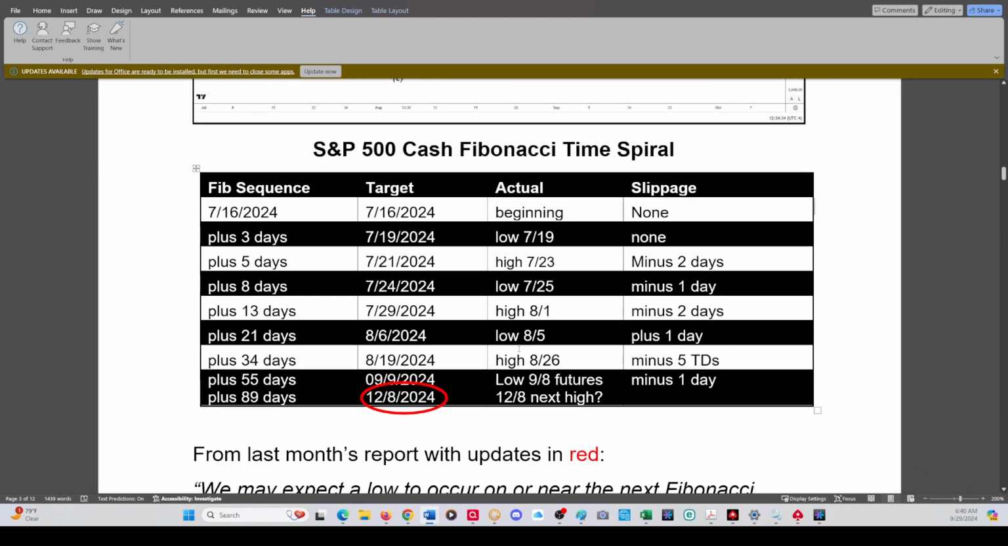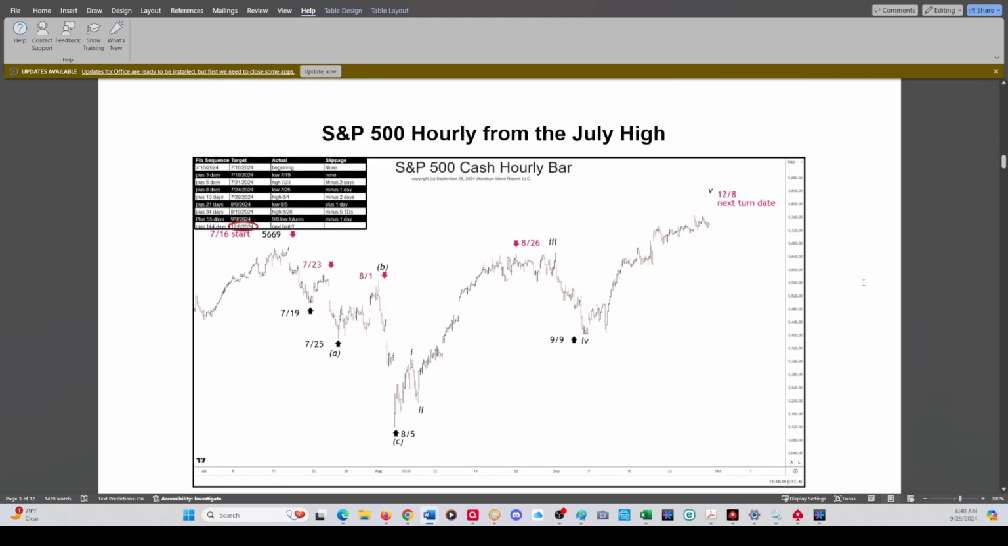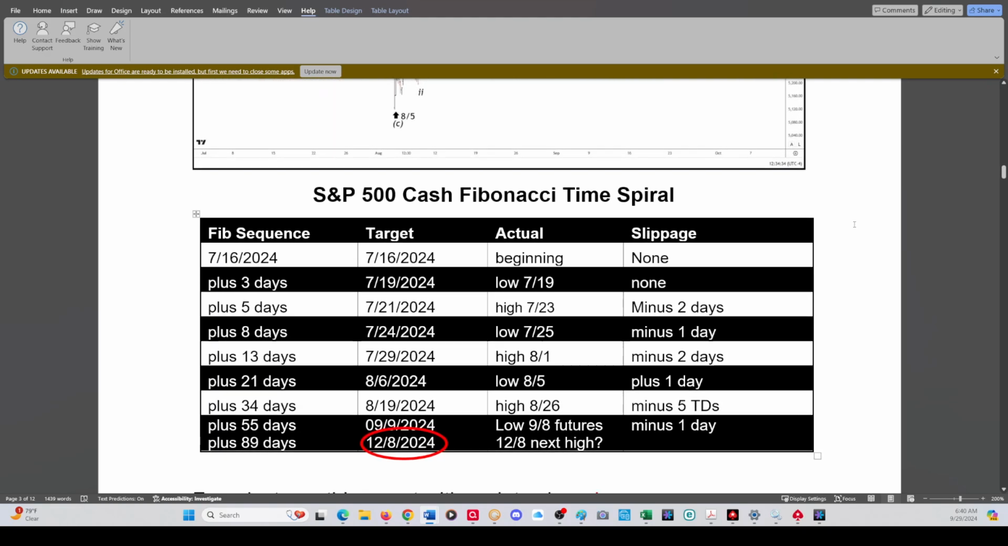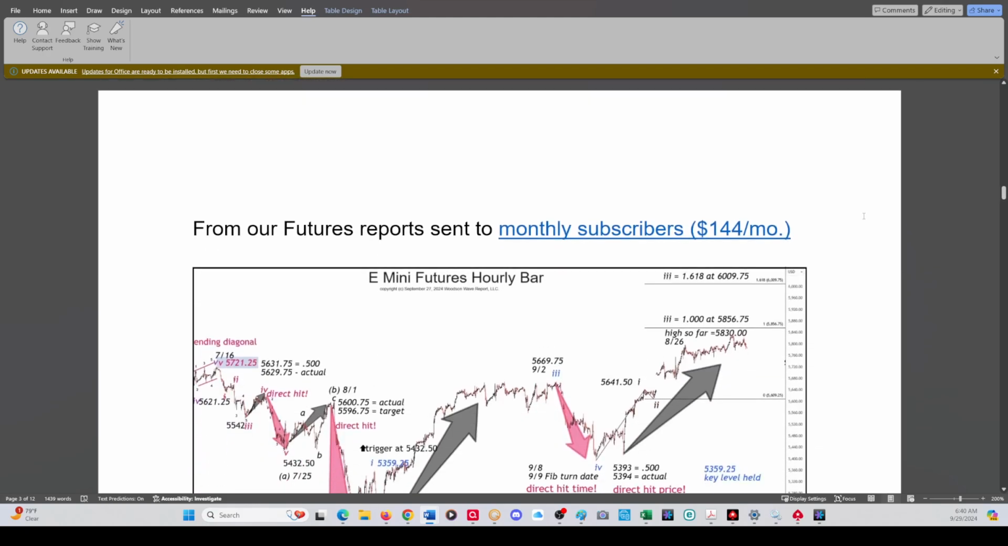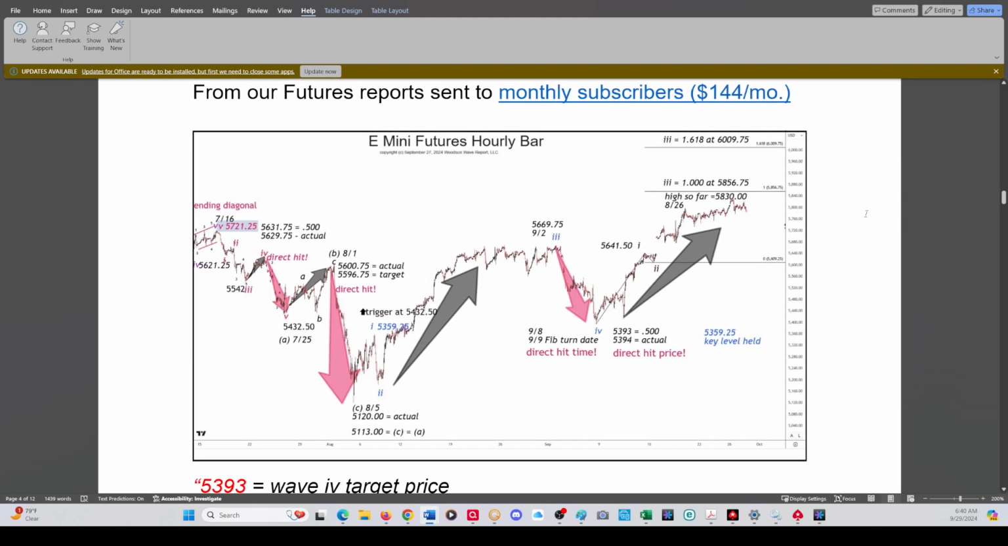If this pattern continues, it should mark a high. Of course, we'll watch this shorter term, 1 minute to 10 minute for our monthly subscribers for any kind of signal of a change in trend. But until we get one, the trend remains up, and the triggers and targets have kept us on the right side of the market.